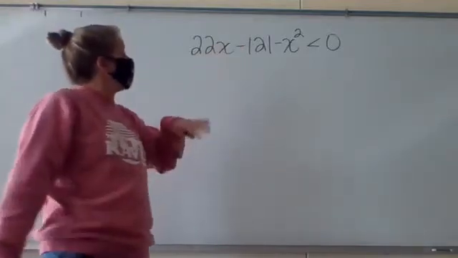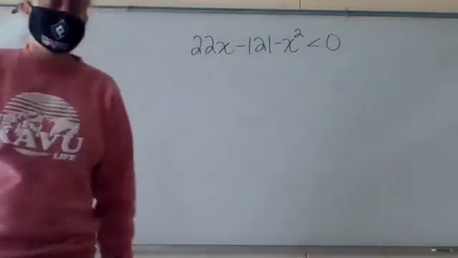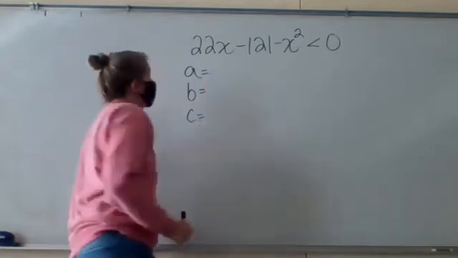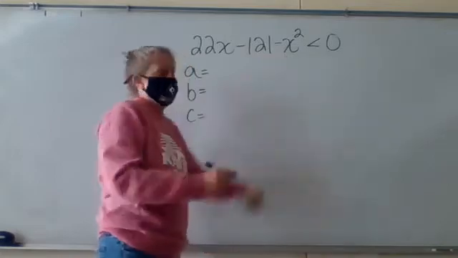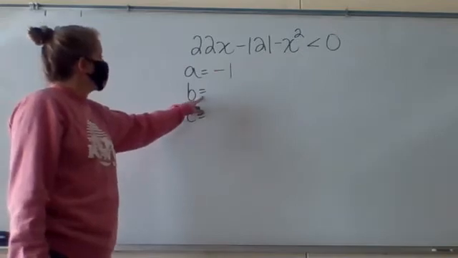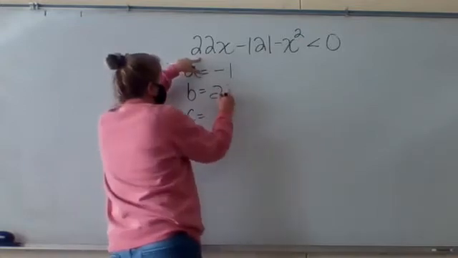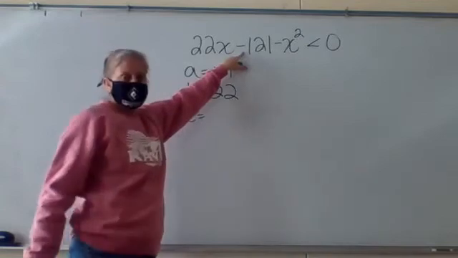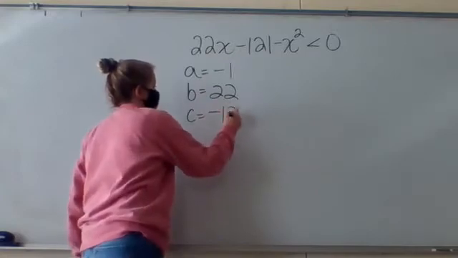So it's already set equal to 0. It's a quad since it's squared. So I'm going to go ahead and put those numbers in my A, B, and C. What is your number in front of x squared? It is negative 1. B, what's your number in front of the x? Well, here's my x. So the number in front of it is 22. C is your constant, which is the number without the x, so negative 121.